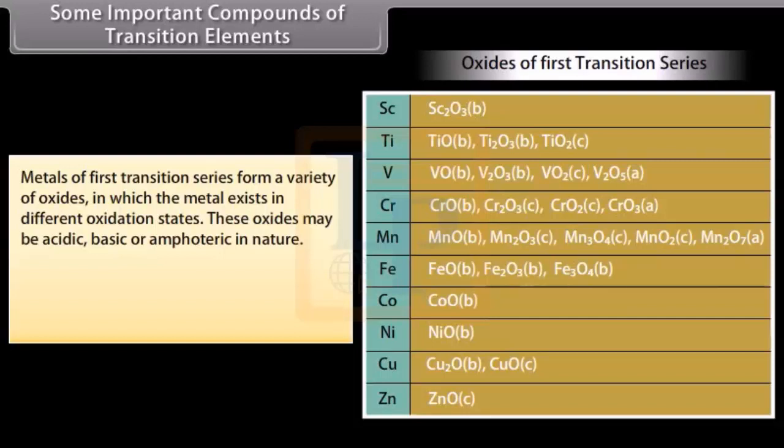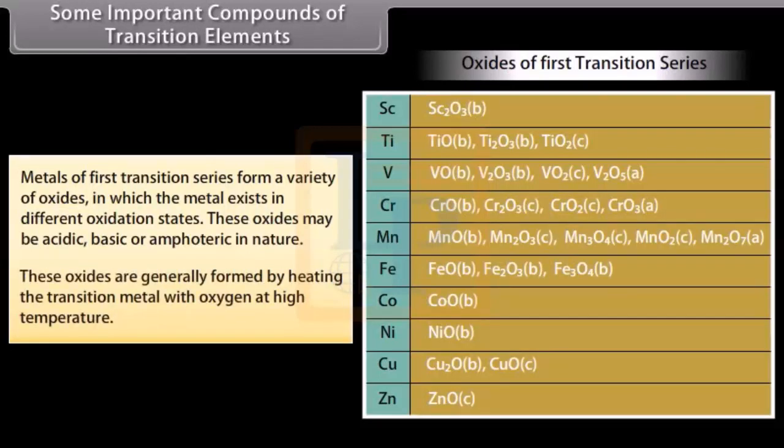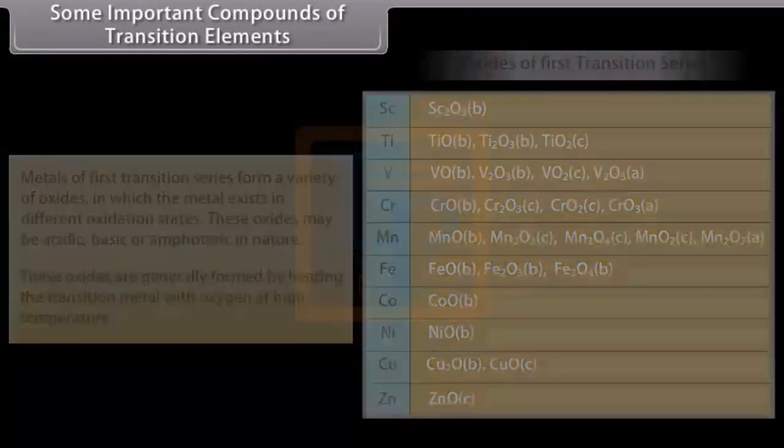These oxides may be acidic, basic or amphoteric in nature. Stable oxides have been shown in bold type. A indicates acidic, B indicates basic, and C indicates amphoteric nature of the oxide. These oxides are generally formed by heating the transition metal with oxygen at high temperature.